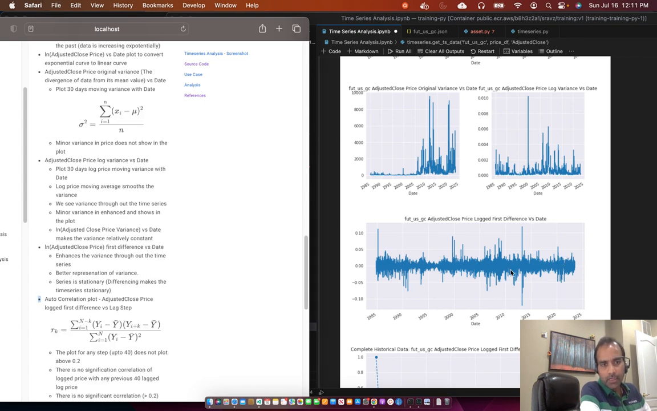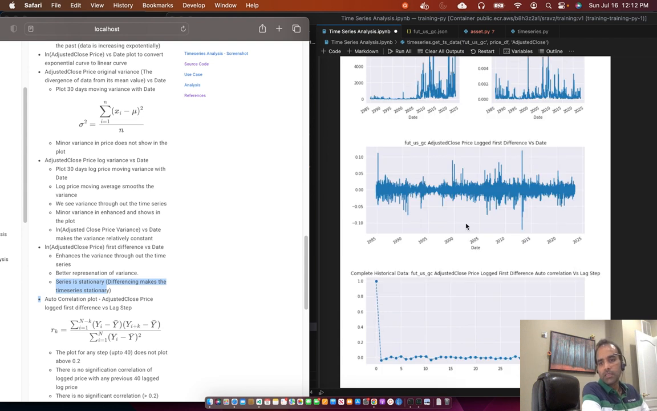Once we do that, the plot is enhanced throughout the time. We can see the variance in the past and today. It's a better representation of the variance, and the time series is stationary. By taking a natural log and then taking a difference, like today's price minus yesterday's price, we have made the series stationary. Now once the series is stationary, we can do further time series analysis.